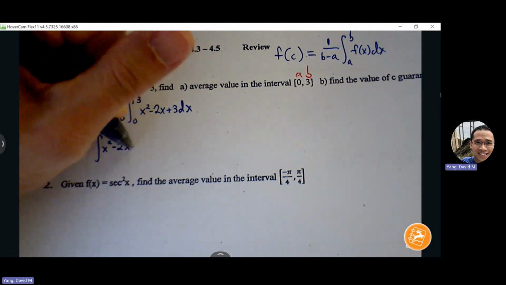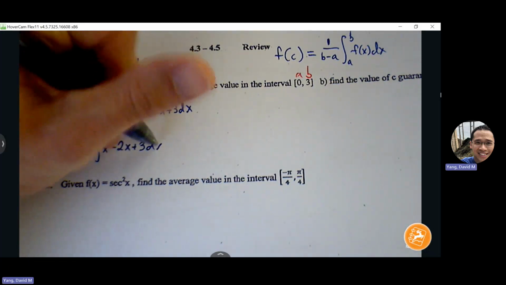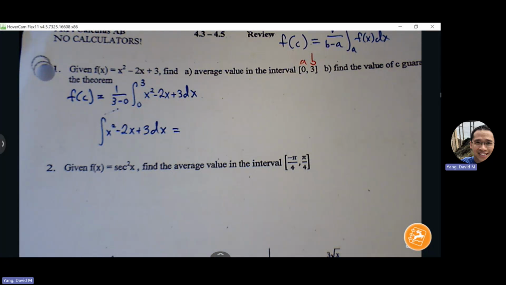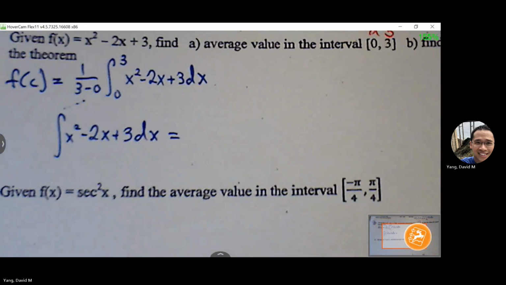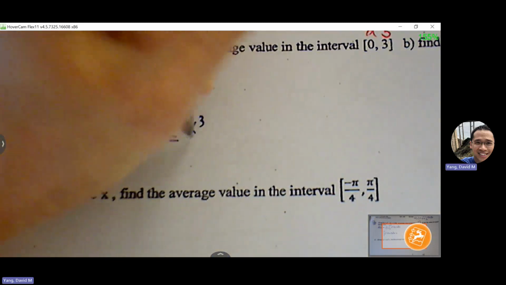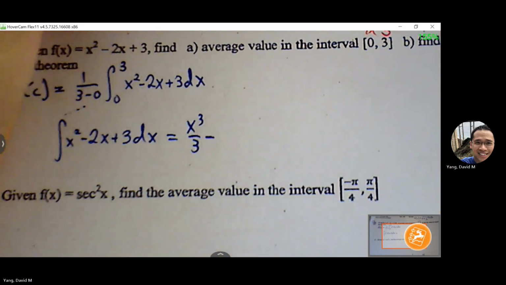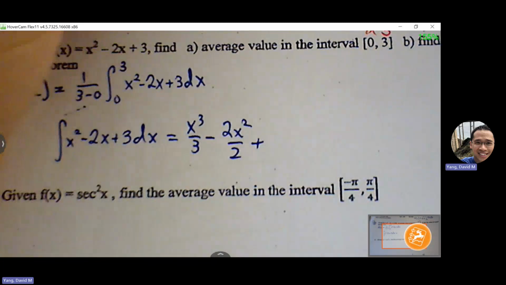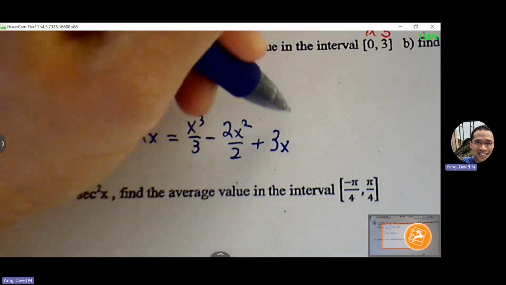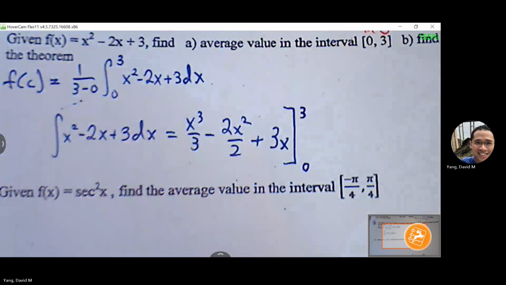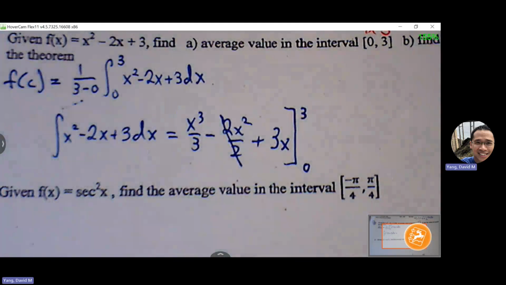You want to remove the bounds for now so that you can focus on your task at hand. Each term we can use what? Power rule, right? So x squared becomes x cubed over 3 minus, plus, now the bounds can come into play, right? Reduce a little bit here, the 2's can cancel out.